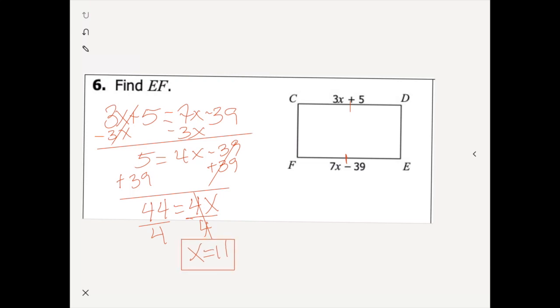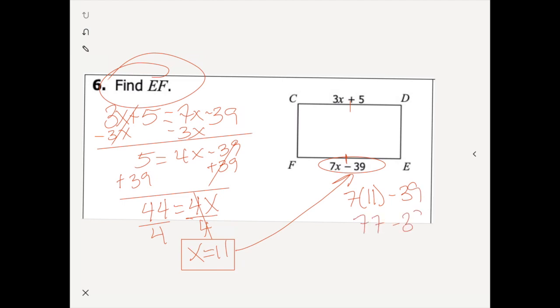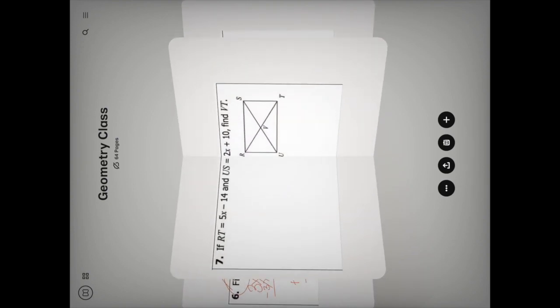Keep in mind, it said find EF. So we need to plug it back in right here. So 7 times 11 minus 39. So we have 77 minus 39, and that's equal to 38. So that is our answer. Let's do another example.